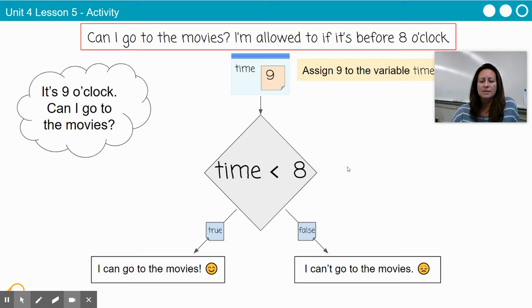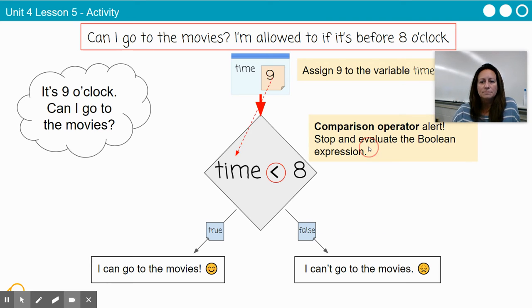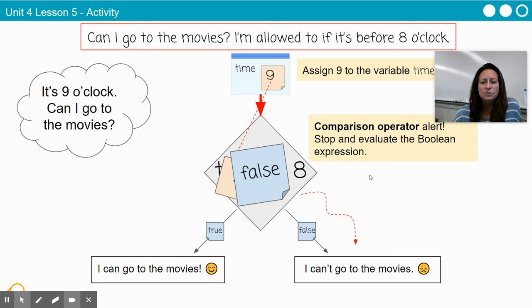So time is 9. Now we need to basically read that Boolean expression and decide, is it true or false? 9 is less than 8. That is false. So we're going to follow the path of the false and say, I cannot go to the movies.